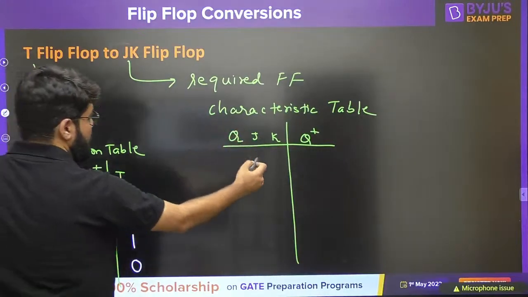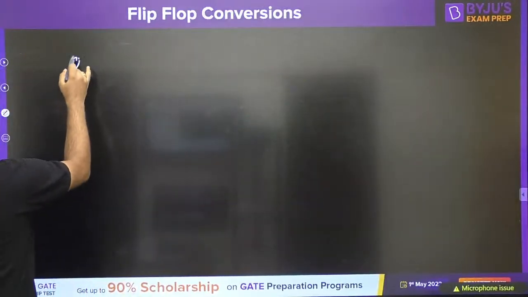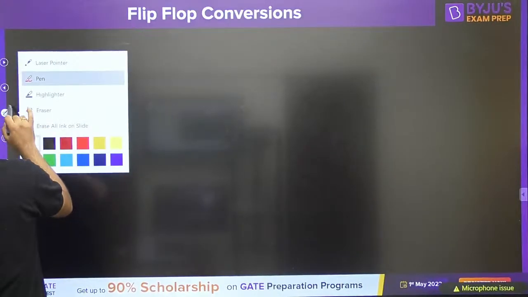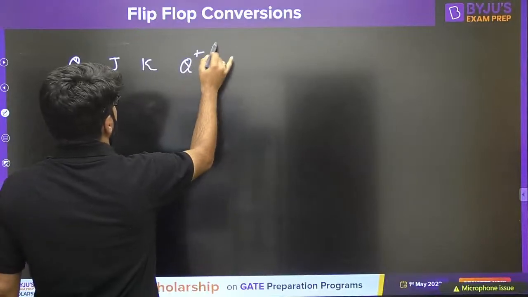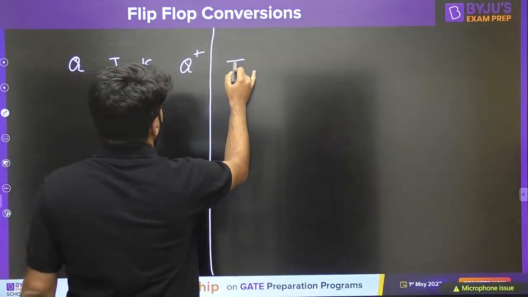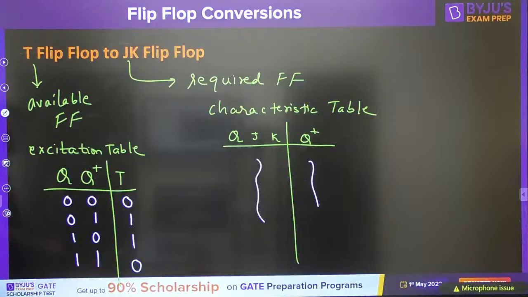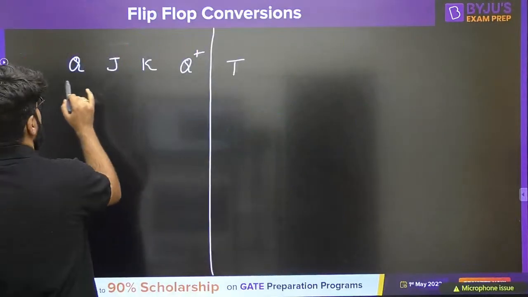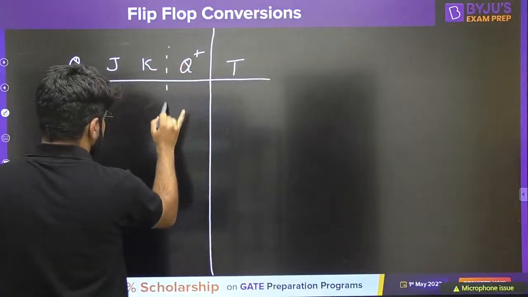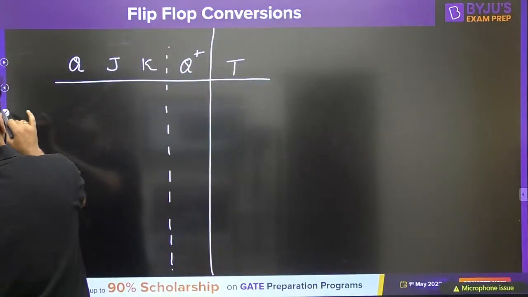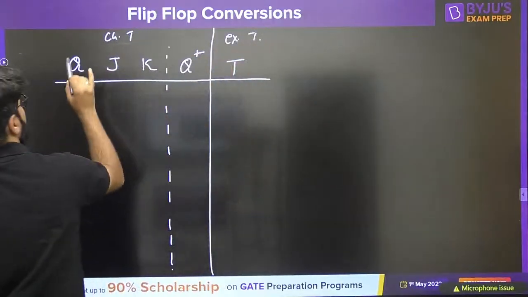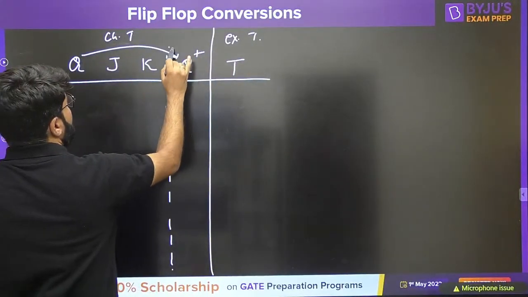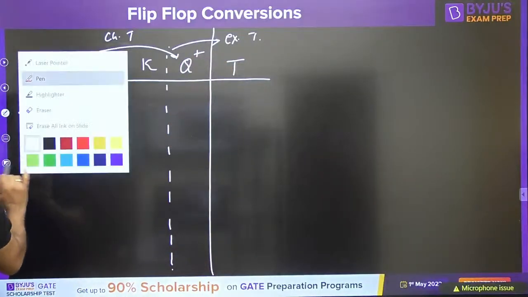Now let us not fill it here. We'll fill it directly here, because ultimately, I told you, we have to merge both. So Q, J, K, then we have Q plus, and then we have T, right? Make the Boolean expression for the available. That's what I told you. This is the characteristic table part. This is the excitation table part, and you need to look at the transition from Q to Q plus to design the excitation part, right?